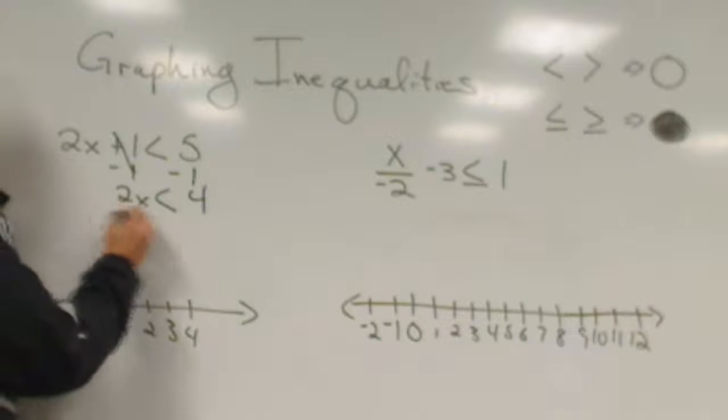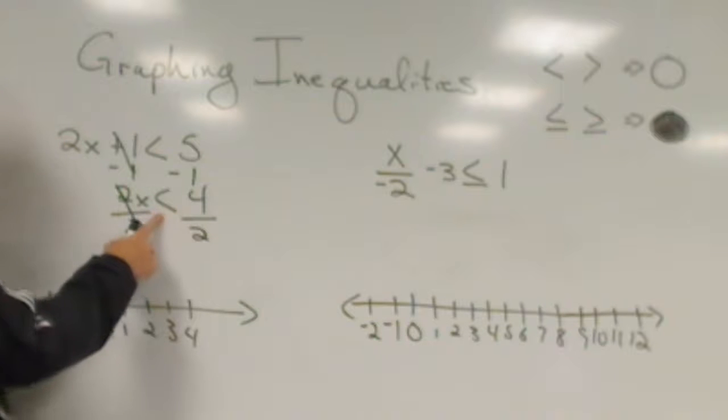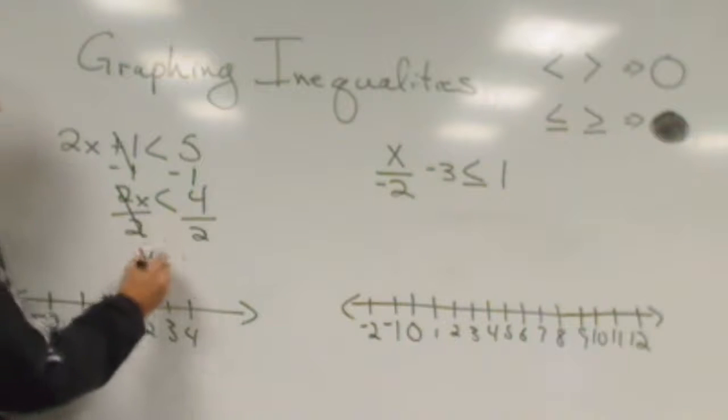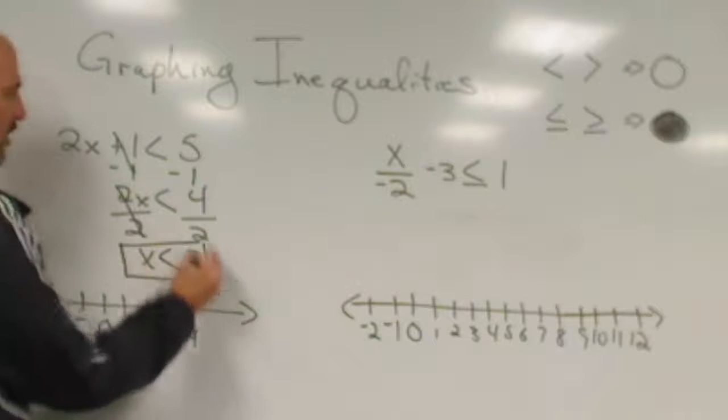Then I'm going to divide by 2, and the inequality is not going to change direction because I did not divide by a negative. So there you go, and 2 goes into 4 2 times. So here's my answer: x is less than 2.